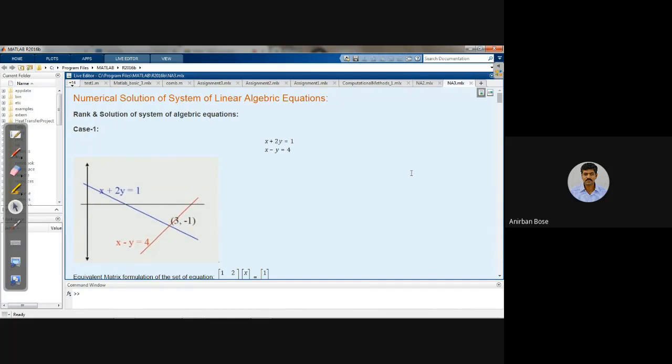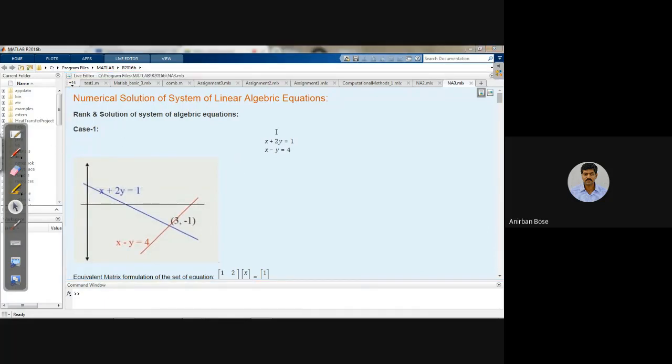So what we have done, we have taken a very simple example. As you can see here, we have taken two equations: x plus 2y is equal to 1, this is one equation, and another one, x minus y is equal to 4. We want to see these two equations if we simply plot them on a graph. As you can see, x plus 2y is equal to 1 is shown in a blue colored graph, and x minus y is equal to 4 is this particular straight line.